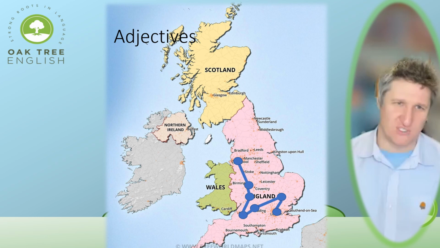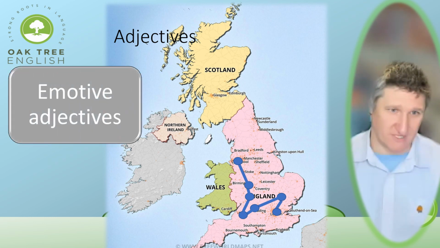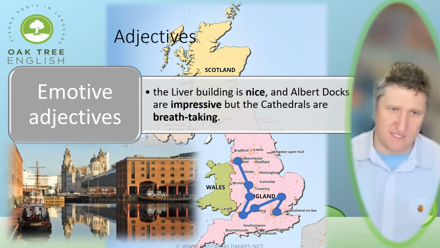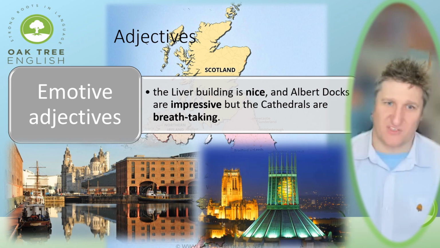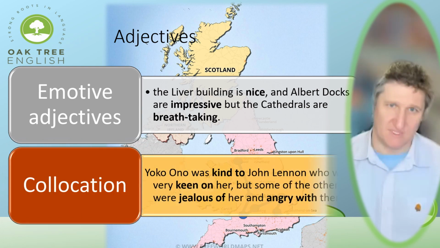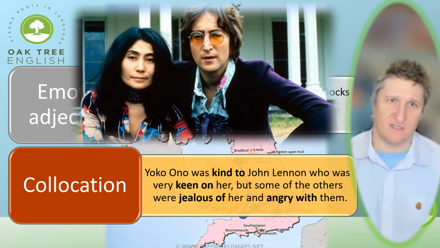As well as everything I've mentioned in earlier videos, you should be able to recognize and use adjectives of differing emotive strength. So, for example, the Liver Building is nice and Albert Dock is impressive, but the cathedrals are breathtaking in different ways. You should also be able to accurately and appropriately collocate adjectives with their respective prepositions. For example, Yoko Ono was kind to John Lennon, who was very keen on her, but some of the others were jealous of her and angry with them.